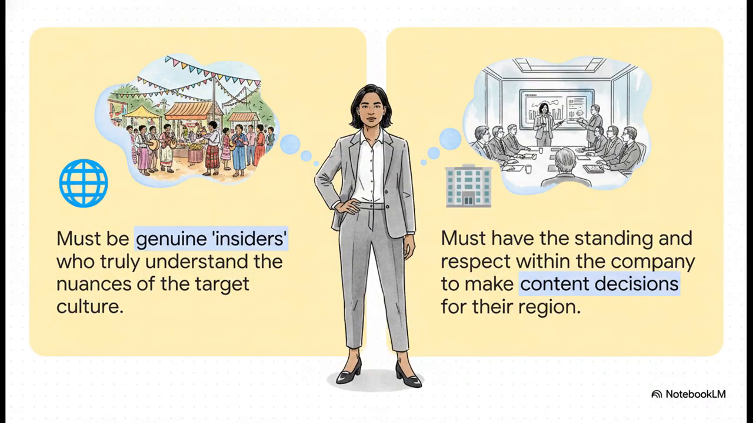Now listen, the report lays out 2 qualifications for these liaisons that are absolutely non-negotiable. You need both. First, they need cultural authority. They have to be genuine insiders who really get the local nuances. And second, they need organizational authority. They've got to have the respect and the standing in the company to actually make decisions. Because think about it, one without the other is a recipe for disaster. You either get great ideas that go nowhere, or you get corporate orders that are completely tone deaf.